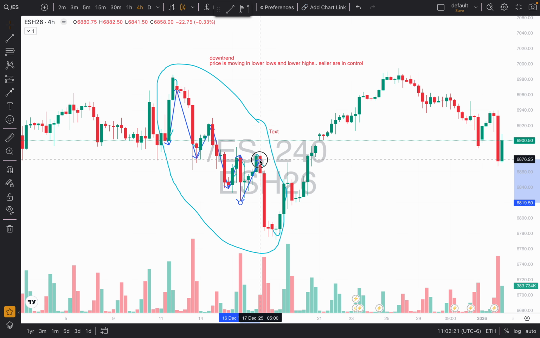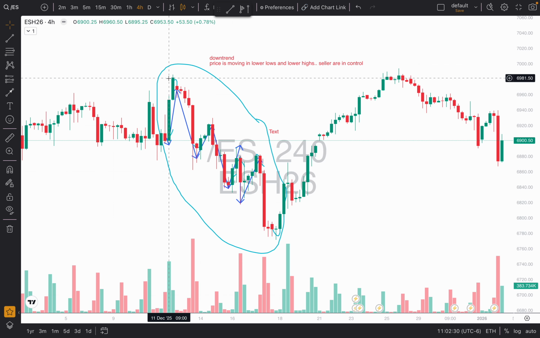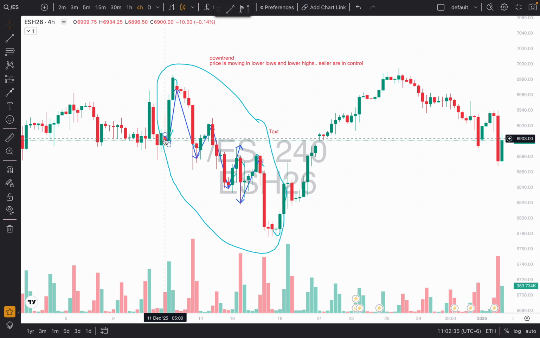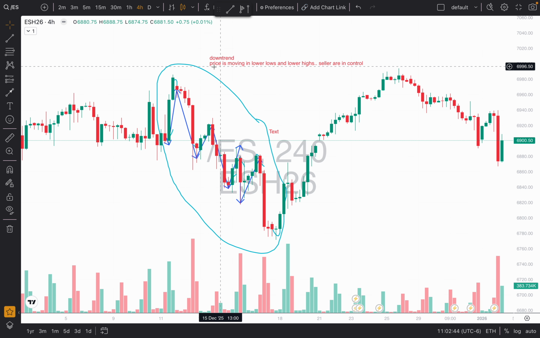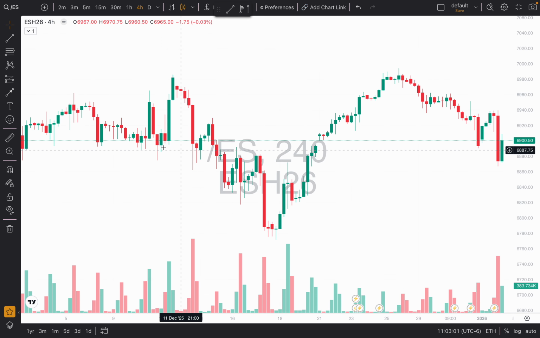At this point, we have a high, lower high, lower high, lower high. We have a low, move down, then move up. Lower low, lower low, and lower low, and even a lower low right here. So a downtrend is price moving in lower lows and lower highs, just how we identified. This is a perfect downtrend, what a downtrend looks like. So boom, now we know what a downtrend looks like.